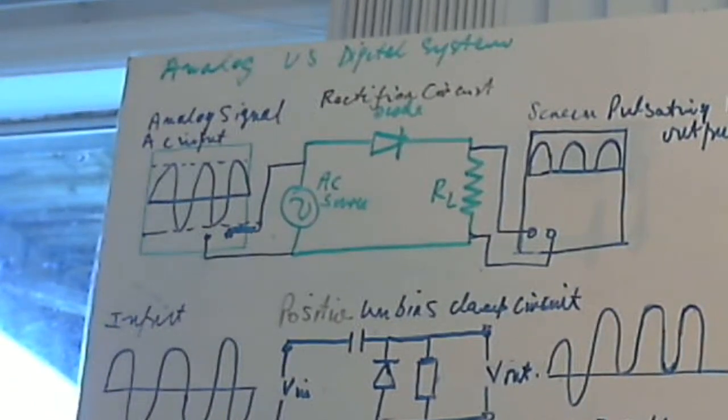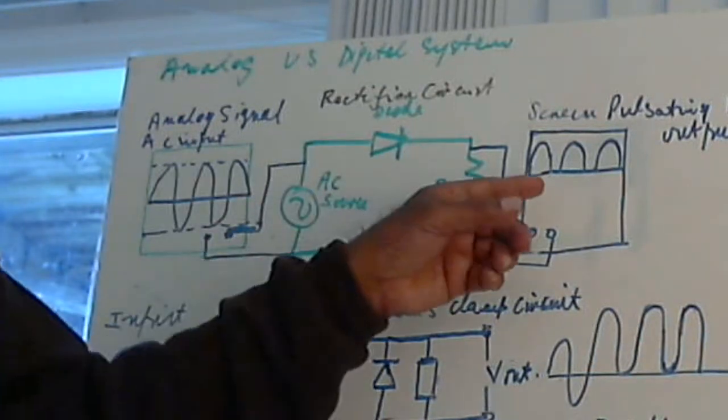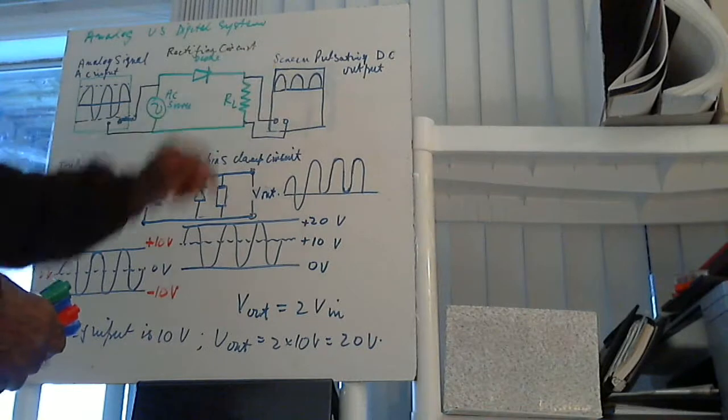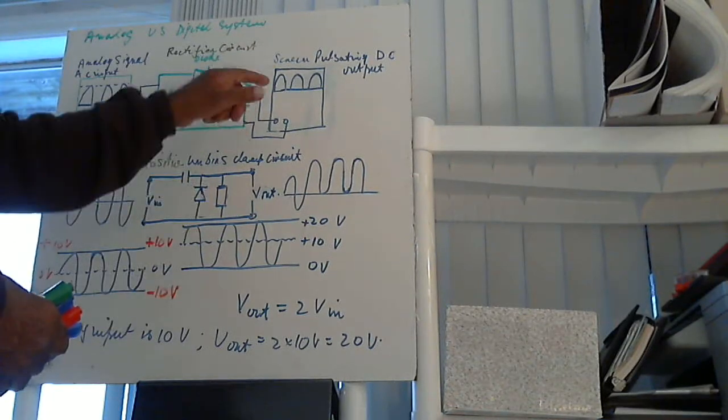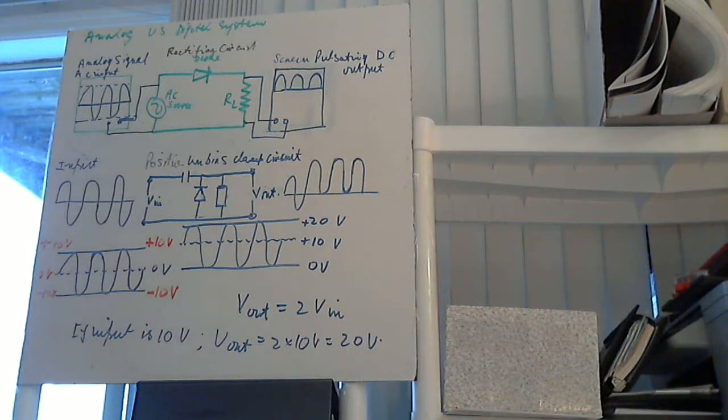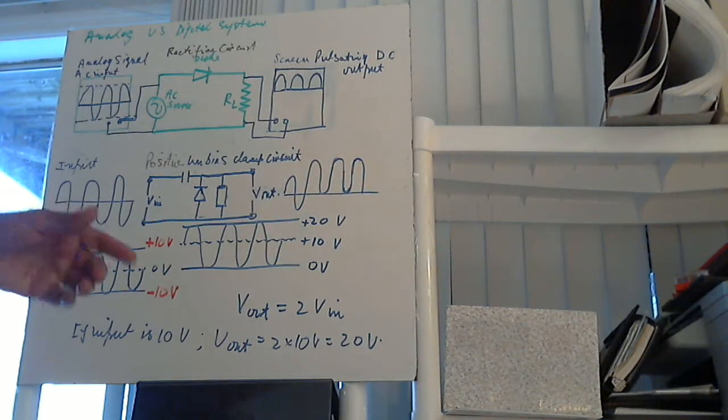So now, if you look here, I have here a measure of this pulsating DC output. You can see that it's also continuous. So this is a representation of analog signal. Now let's look at another one here to make it a little bit more clear.